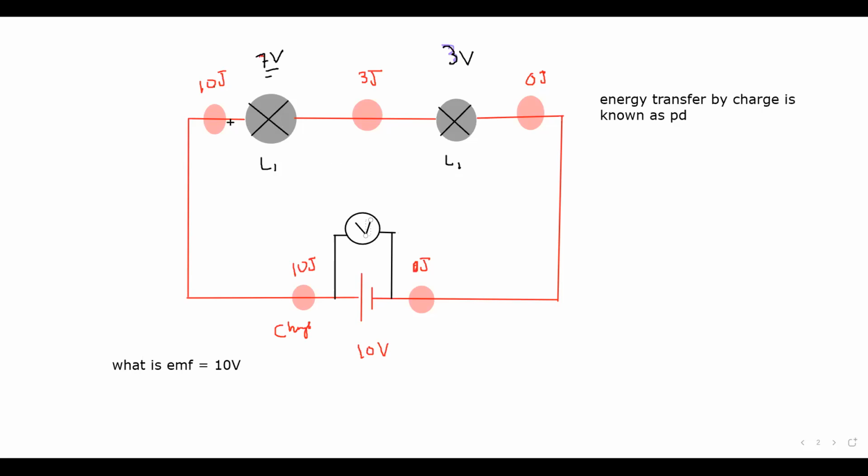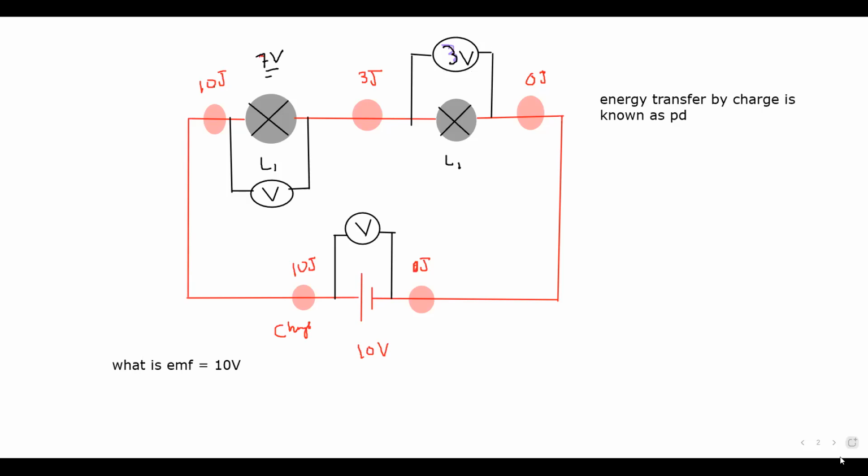If I want to measure the voltage across lamp 1, I'll connect a voltmeter parallel to lamp 1. And if I want to measure the voltage of lamp 2, I'll connect a voltmeter in parallel to lamp 2. So a voltmeter is always connected in parallel, whereas an ammeter is connected in series.